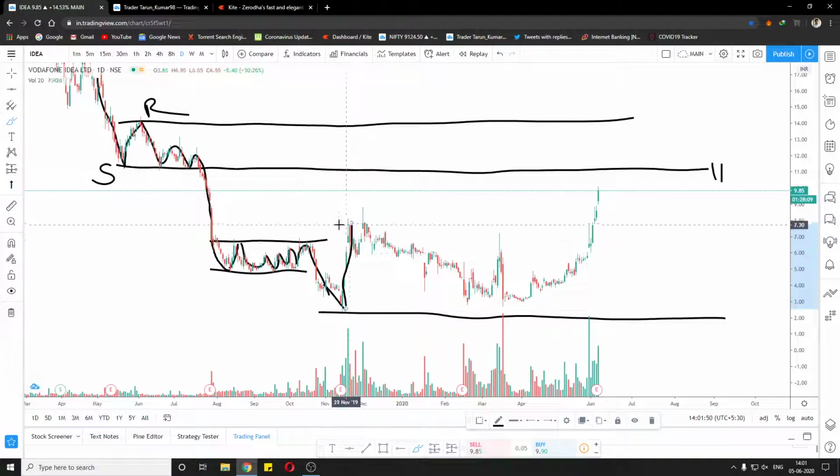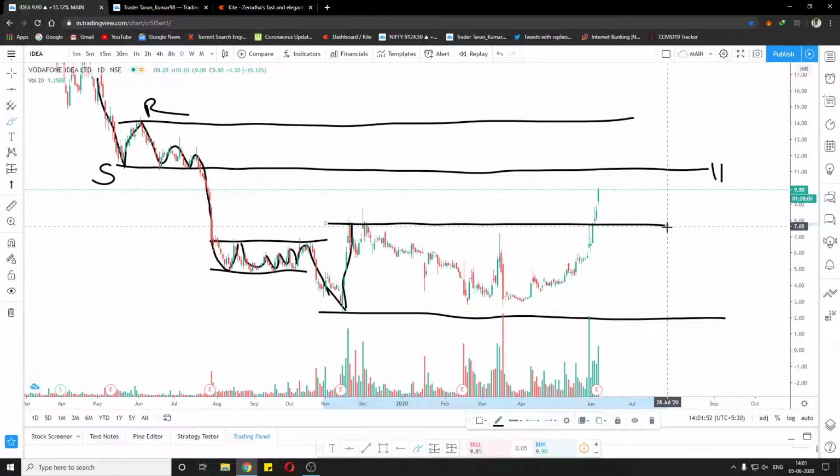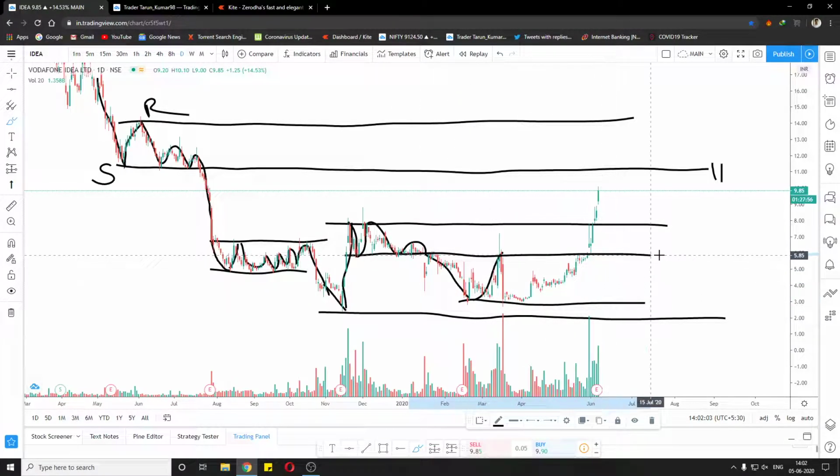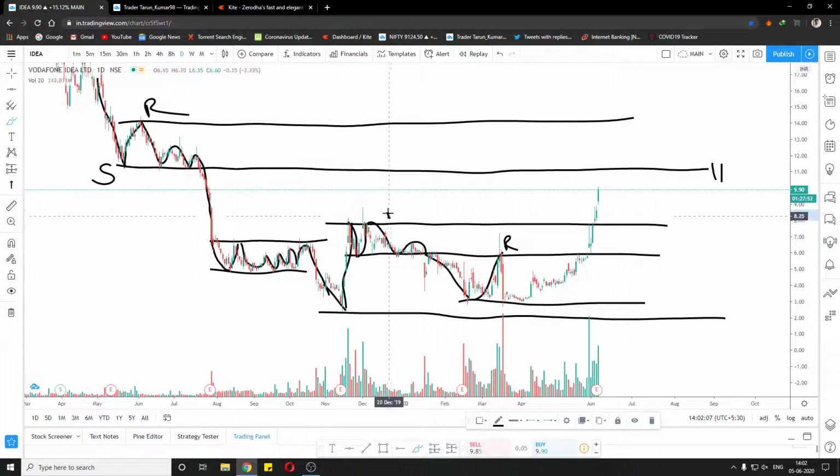And we moved up. This is our next resistance. This became our support. We came down. This became support. We went up. This became resistance. And this was the resistance. This is resistance. And then we turned down. Then we went up and we had a small accumulation and we gave a breakout again.